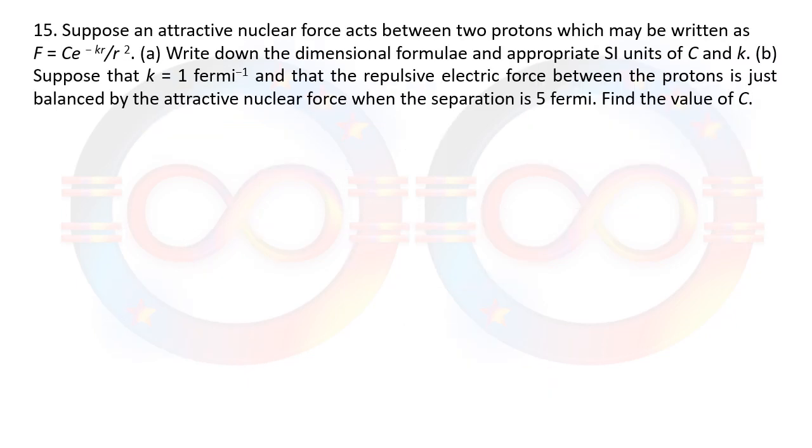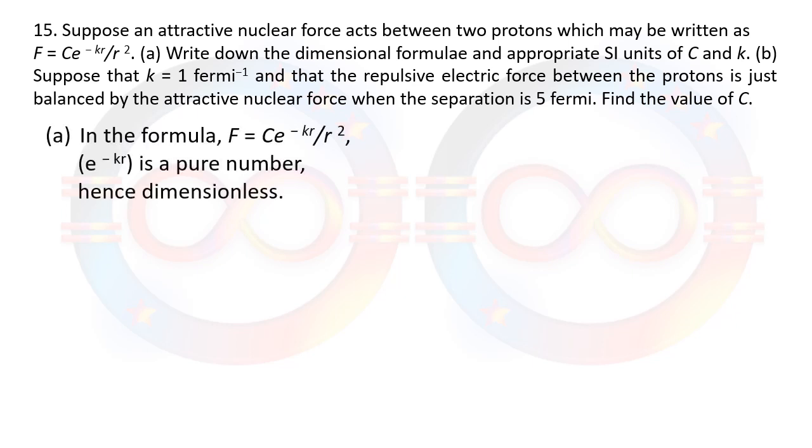In this question, there is a formula given, F is equal to C e to the power minus kr upon r square, and we are asked to write the dimensional formula and appropriate SI unit of C and k. See, in this particular formula, this minus kr is the power and it is just a pure number. It will be dimensionless.